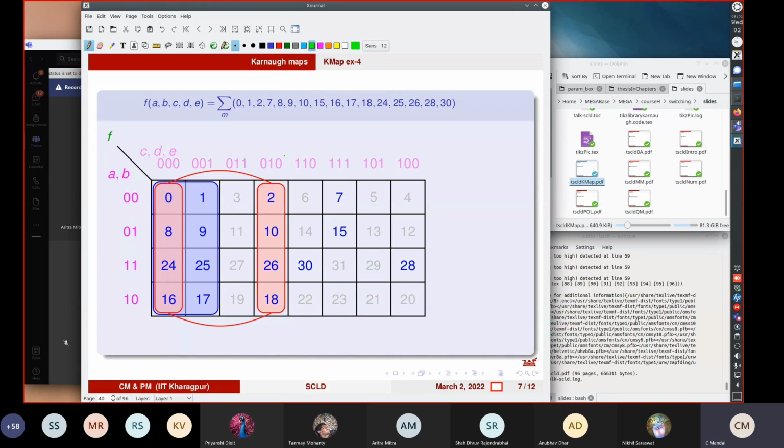So 24, 26, 30 and 28, okay, you can group those also. And well, actually, I think I missed something? Yeah, okay. I think that's it. So these are the groupings of these minterms which allow you to minimize this function. So you can write out the result. All right.